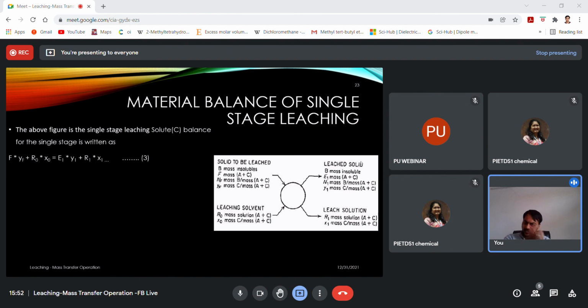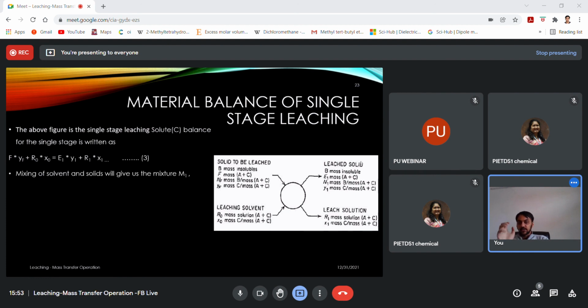So R1 is the solution and it has X1 amount of the solute. So this X1 is our target. If you are doing a leaching operation, please consider that X1 has to be maximized. Only then is the leaching said to be performed effectively. If your leach solution has a lower amount of solute, then it is not a useful operation. Right? So this is the solute balance.